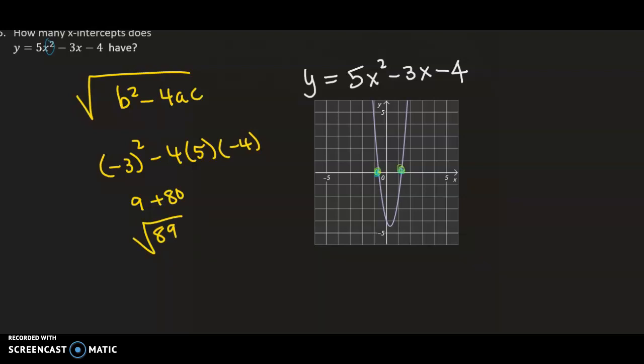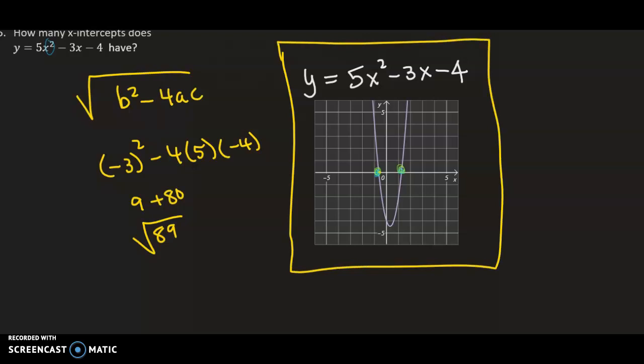That's another way you can figure it out, but I would say just graph it on your graphing calculator and zoom out a little bit or get the proper window and just see how many times does it cross.